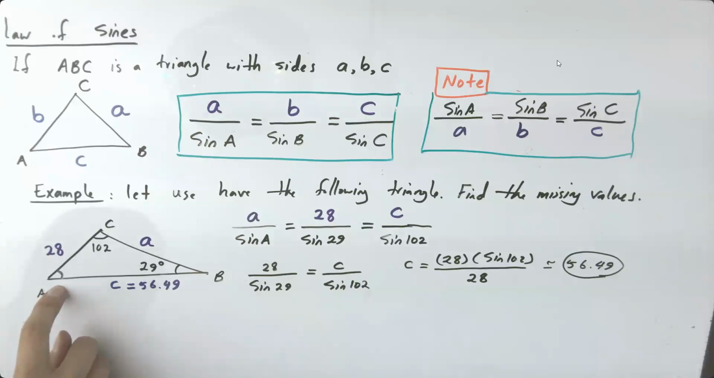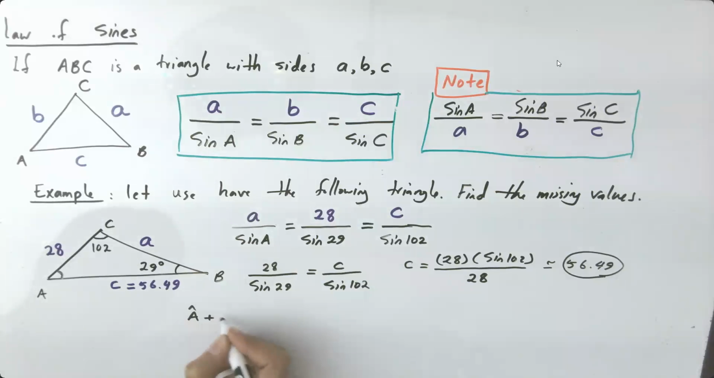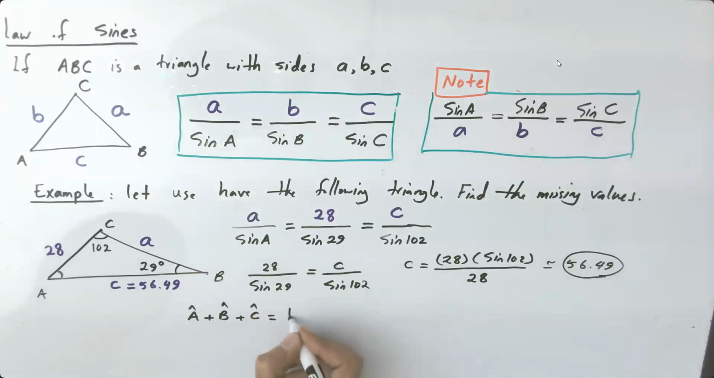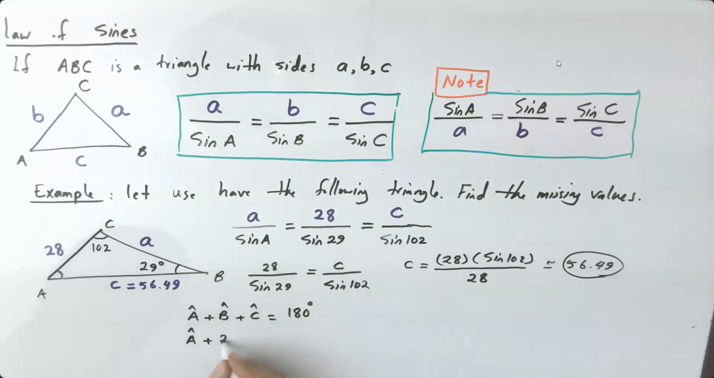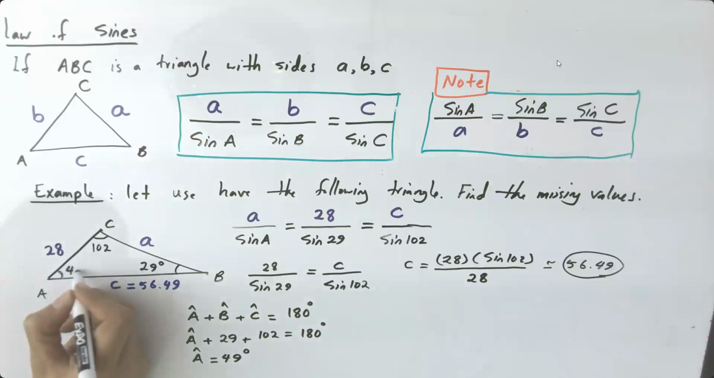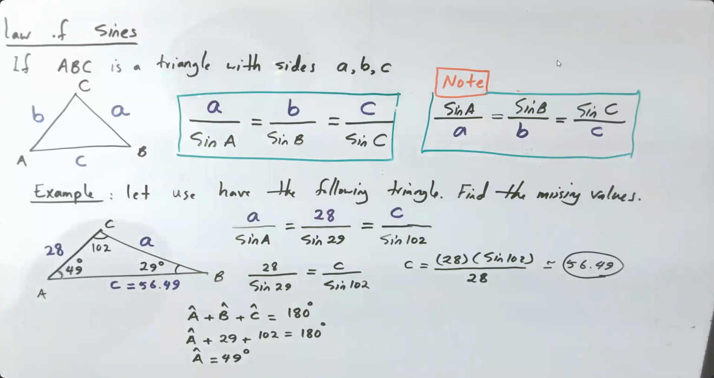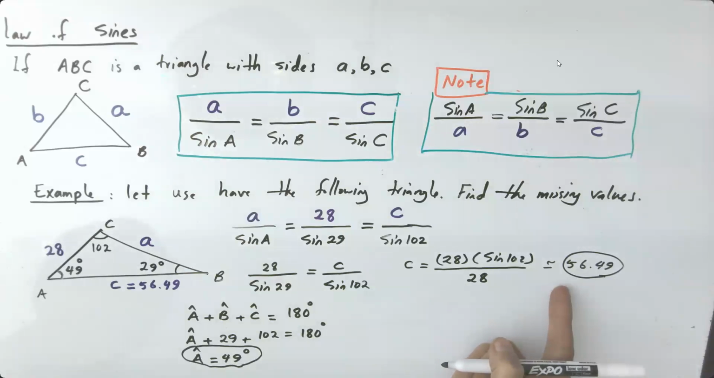So I found length c. Now I want to know what angle A is. As you know, angle A plus angle B plus angle C is 180 degrees. A is missing, B is 29, C is 102, and the sum is equal to 180 degrees. Doing that, we can calculate angle A, which is equal to 49 degrees. So far we computed that length c is 56.49 and angle A is 49 degrees.